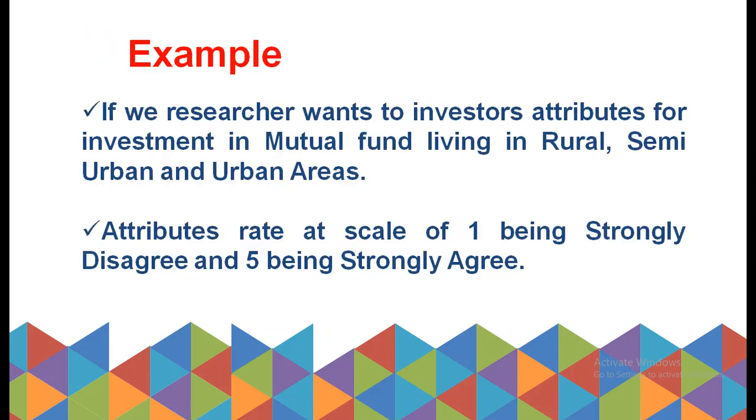Let's take an example of this test. A researcher wants to know the investor's attribute for investment in mutual funds, for investors living in rural, semi-urban and urban areas. Here the attributes are rated on a scale of 1 to 5, where 1 is strongly agree and 5 is strongly disagree. This is how the scale of 1 to 5 is given.